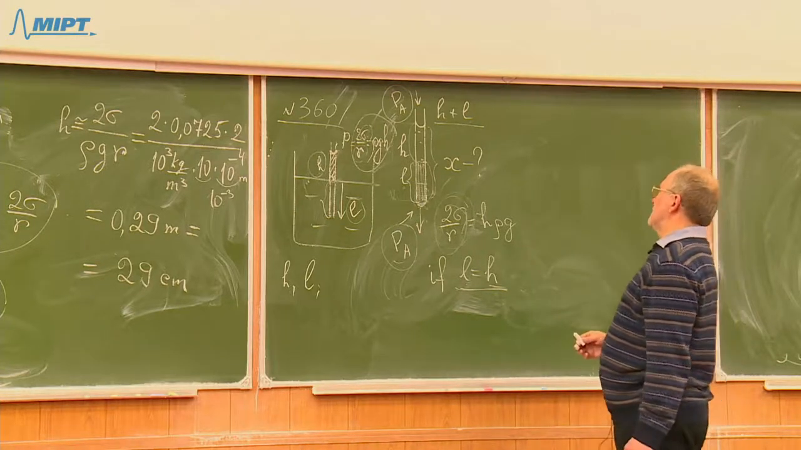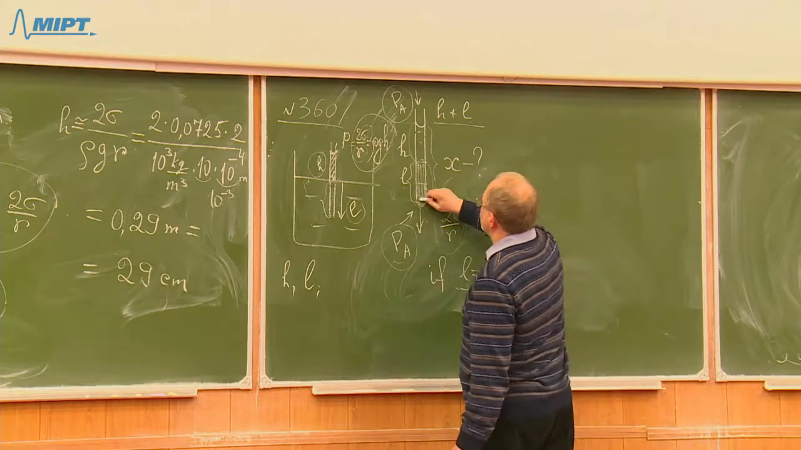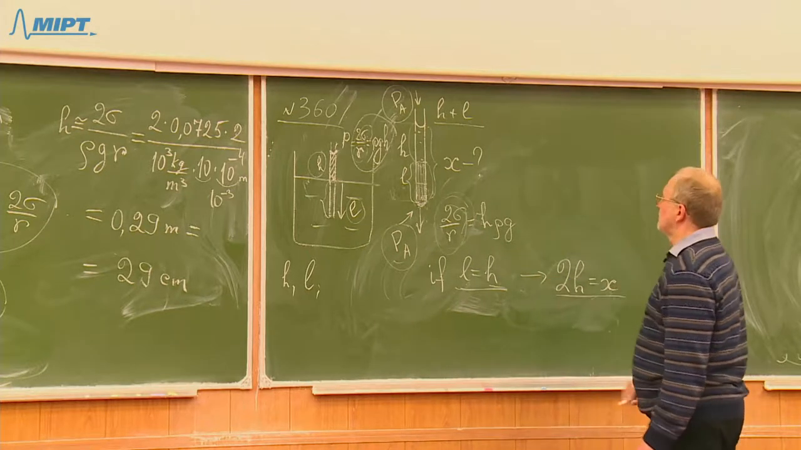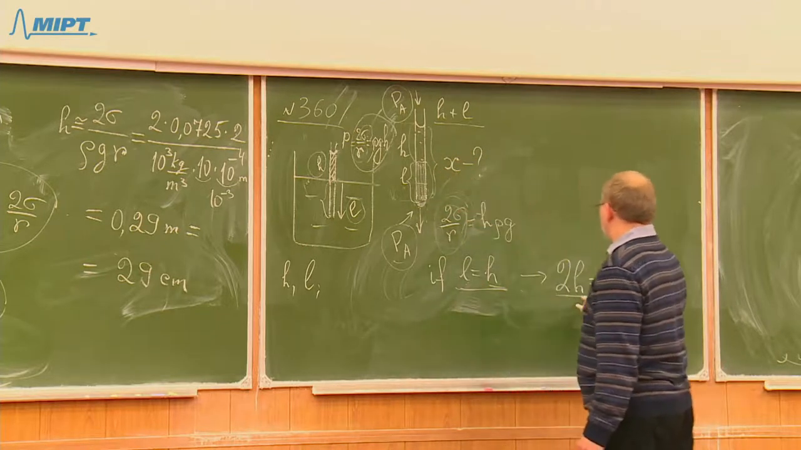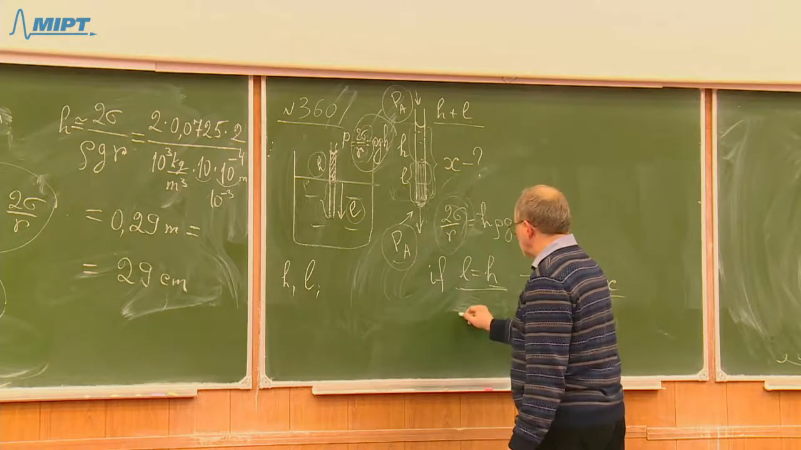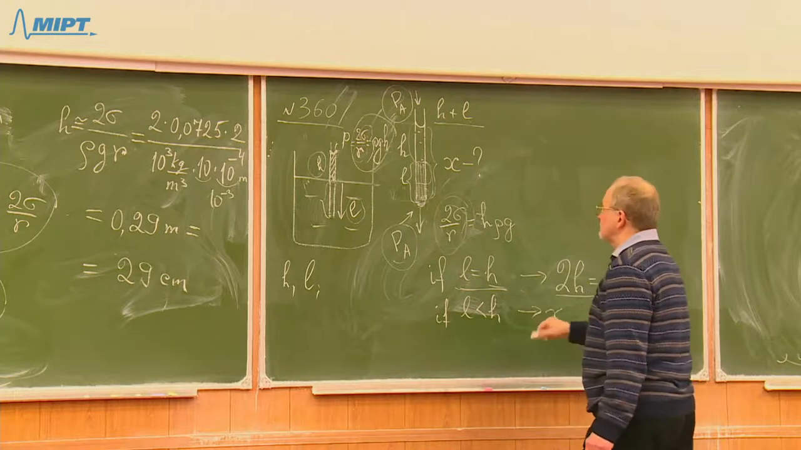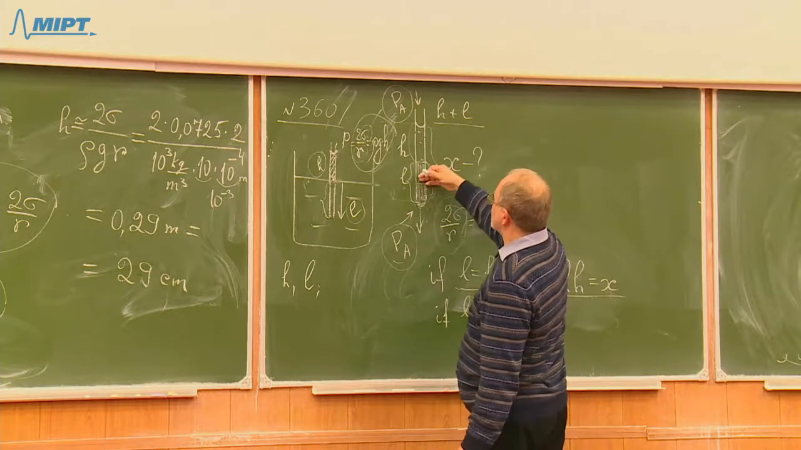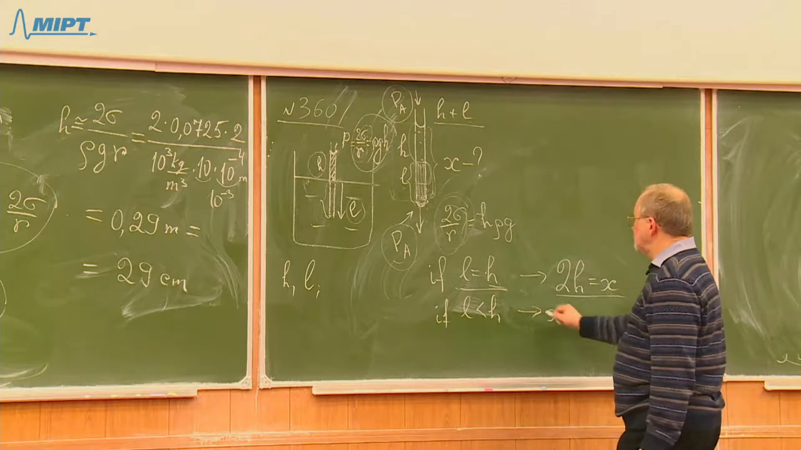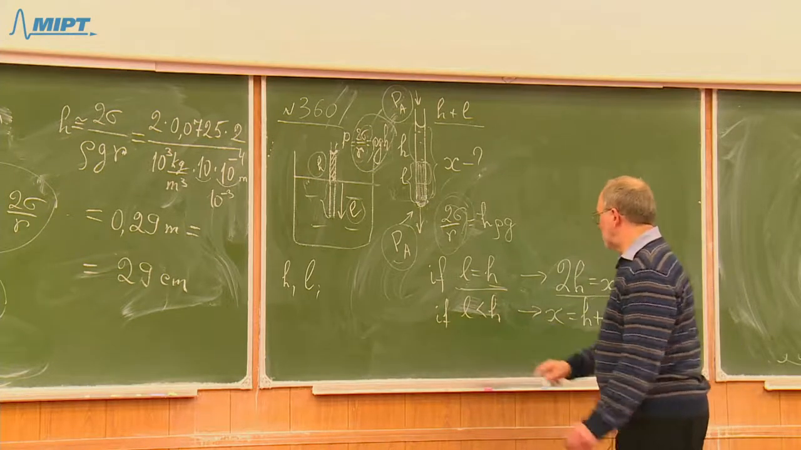Understanding all this physics, we may conclude that if L equals h, then the remaining part of water here will be 2h. So that will be the amount of x. The unknown part of water will be 2h. If the remaining part of water here is less than h, so if L is less than h, then nothing will flow out. The small amount of water can well be kept by this curved surface. Nothing will flow out. And the remaining part of water here, x, will be equal to h plus L if L is smaller than h.